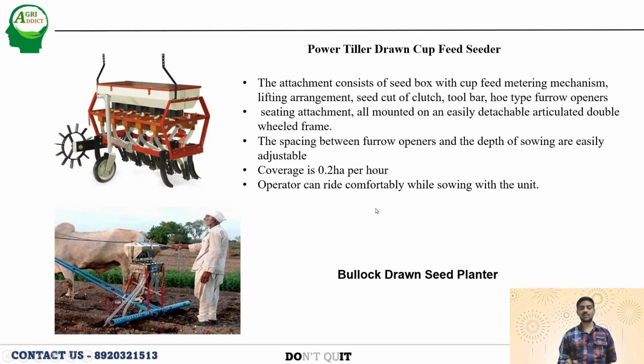Power tiller drawn cup feed seeder and bullock drawn seed planter are also other seeding implements which you can use. If you look at the efficiency of this particular power tiller, it is 0.2 hectare per hour, and the operator can ride easily while sowing with the unit. This is faster, but coverage is a little less at 0.2 hectare. And bullock drawn seed planter, you know it very well. You need a manual farmer with this bullock to operate the seeding operation.